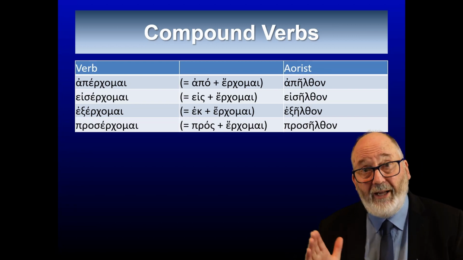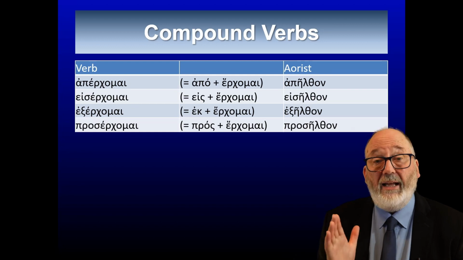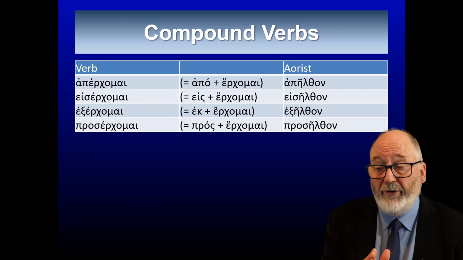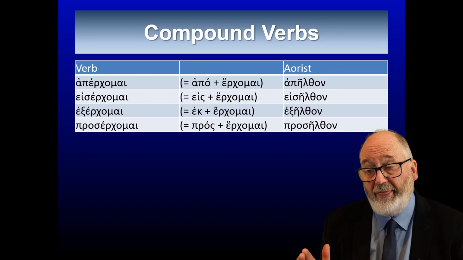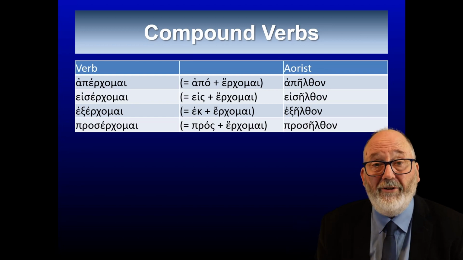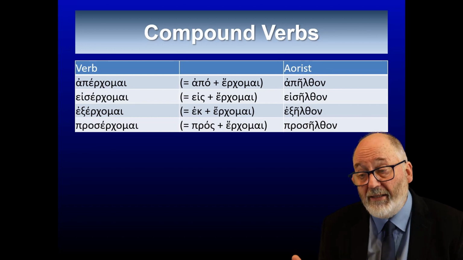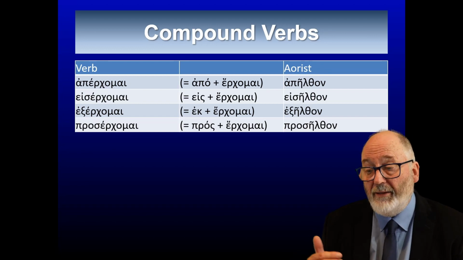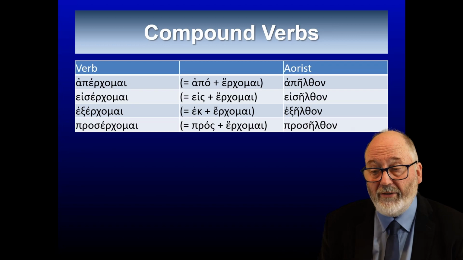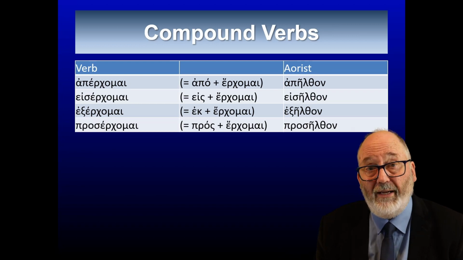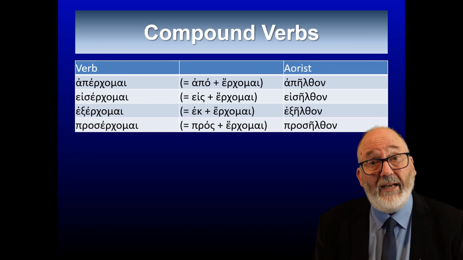Well, the erchomai part of that changes to aelthon. So aperchomai becomes ap aelthon. The omicron is a small sound, so it disappears. Iserchomai becomes isaelthon. Exerchomai becomes exaelthon. And proserchomai becomes prosaelthon. Again, once you've seen how they are formed, they kind of make sense.